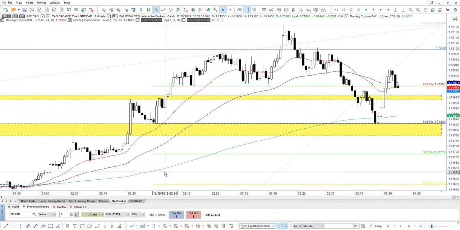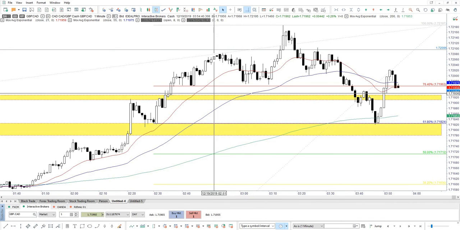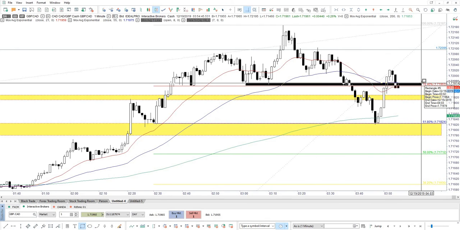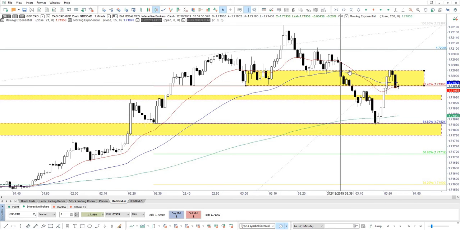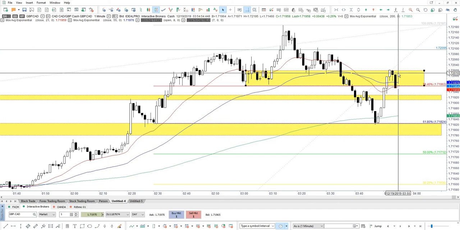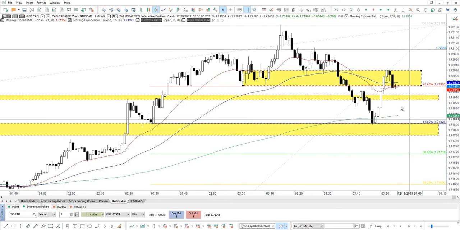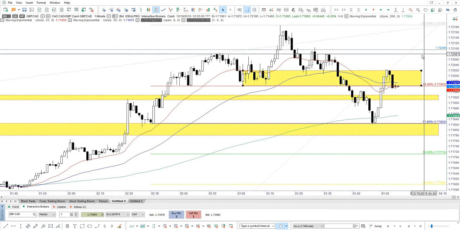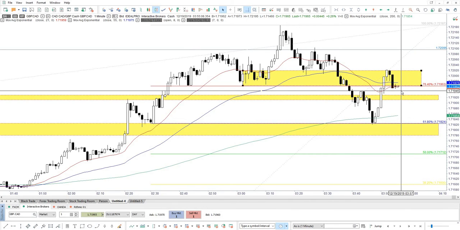See, what's actually happening is since it broke this area of support, as you can see here, this area of support has now become resistance. So it's trying to go up, but it has been restricted or limited by this resistance now. So it has to come down and then make a higher low and then move higher again. Okay, and that's when we will look to enter into this long trade.